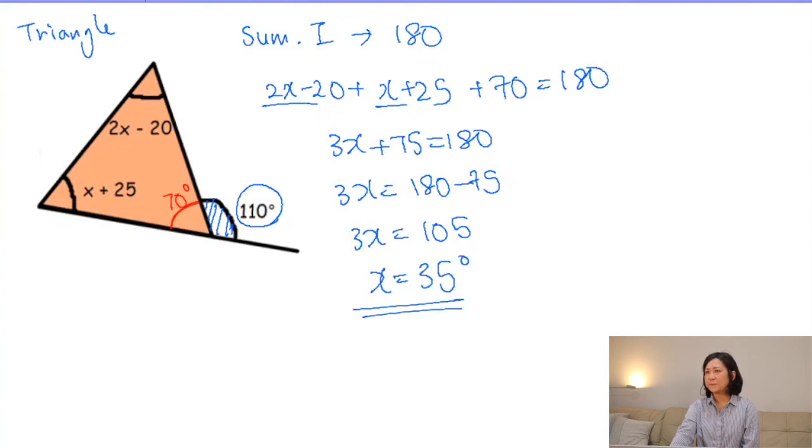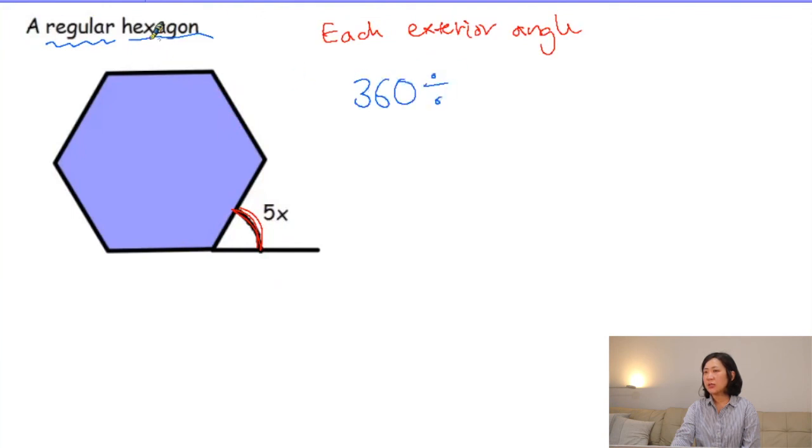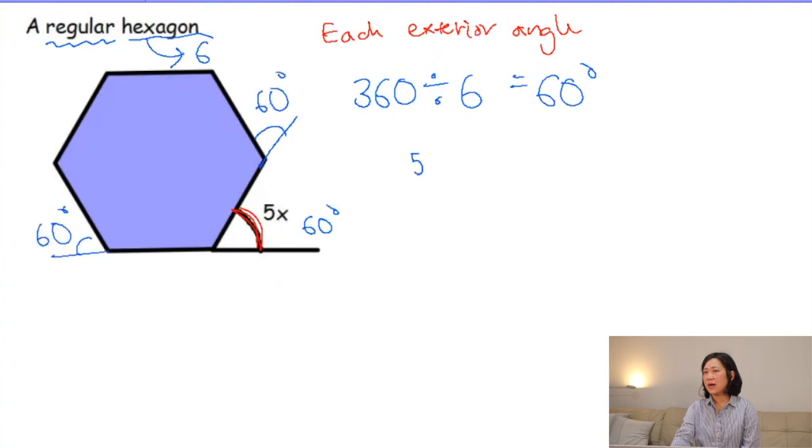Then the next question, we've got a regular hexagon. The 5x is one of the exterior angles of the hexagon, right? So let's focus on this exterior angle. We need to find the sum of the exterior angles, which is already 360. Now we divide it by 6 because we've got 6 equal exterior angles. Then it's 60, right? So each exterior angle of a hexagon is 60. Now we can quickly find our x: 5x is 60, so x is 12 degrees.